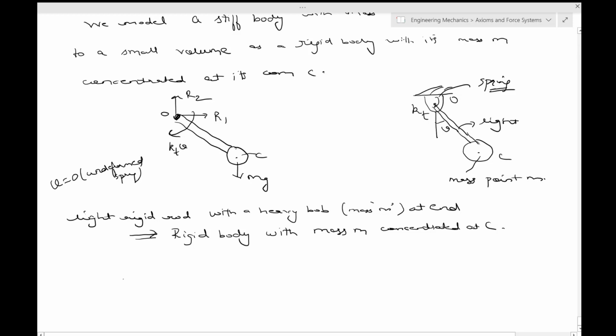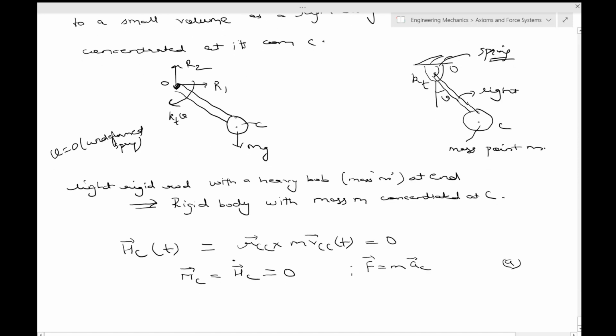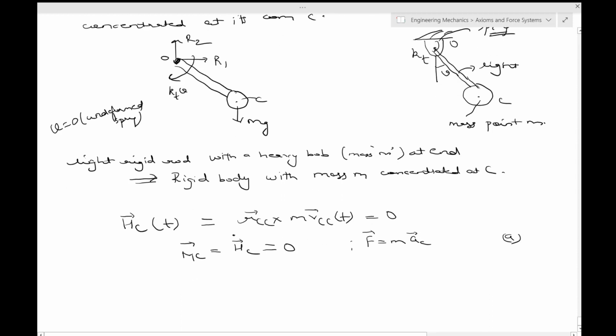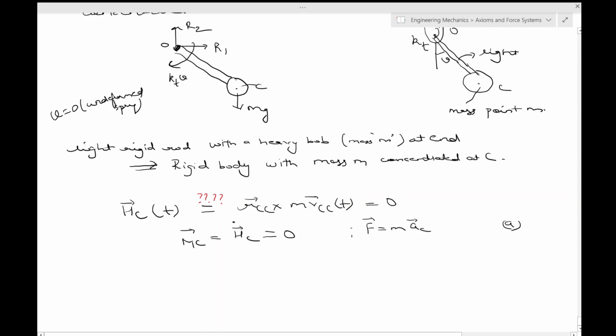Now for this system, we can write the moment of momentum about the point C, which is the center of mass, as RCC cross MVC, which is equal to 0, and MC would be equal to H dot C. This would automatically also be equal to 0, and F is equal to MAC. So the moment about point C would be equal to this. Now this is something which you should be very comfortable answering. If not, why is this moment of momentum about C written like this? If not, you should pause the video, figure it out, and only then move ahead.